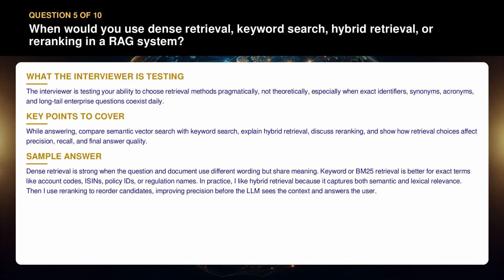Dense retrieval is strong when the question and document use different wording but share meaning. Keyword or BM25 retrieval is better for exact terms like account codes, ISINs, policy IDs, or regulation names. In practice, I like hybrid retrieval because it captures both semantic and lexical relevance. Then I use re-ranking to reorder candidates, improving precision before the LLM sees the context and answers the user.